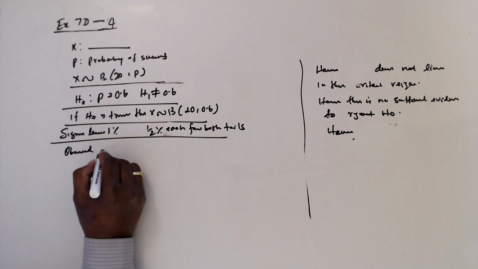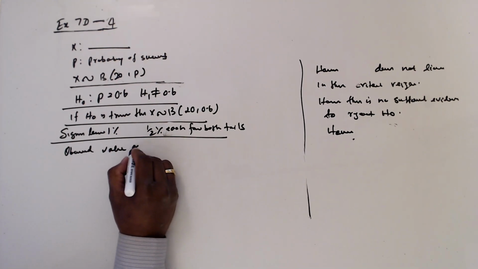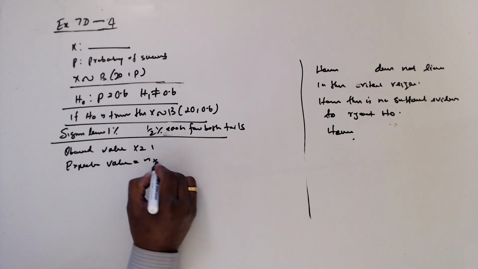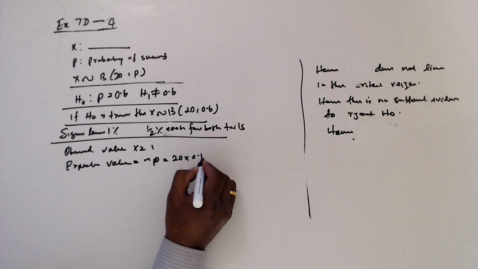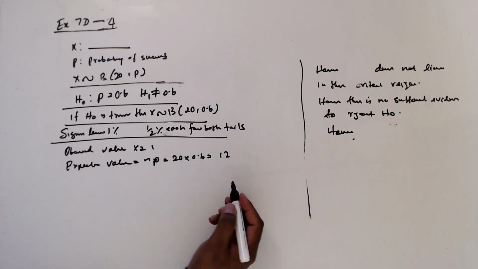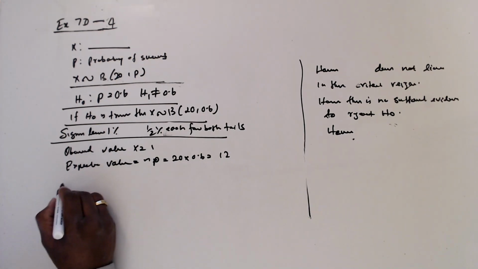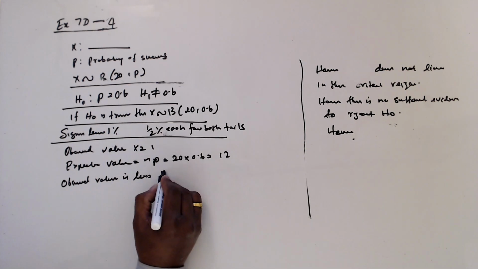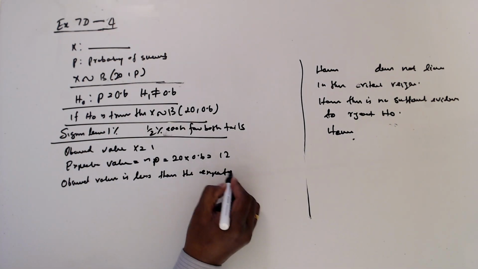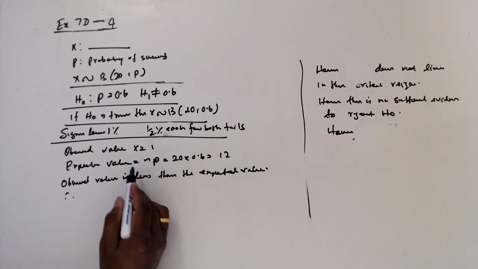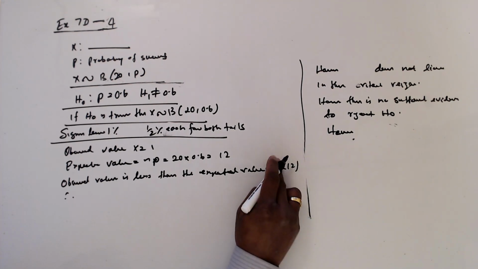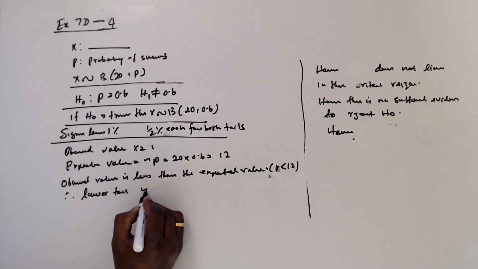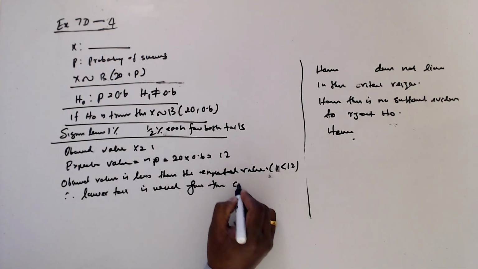So the observed value is X equal 1, and the expected value is np, 20 times 0.6, that is going to be 12. The observed value is less than the expected value, because 1 is less than 12, so we are going to use the lower tail. Hence the lower tail is used for the calculation.